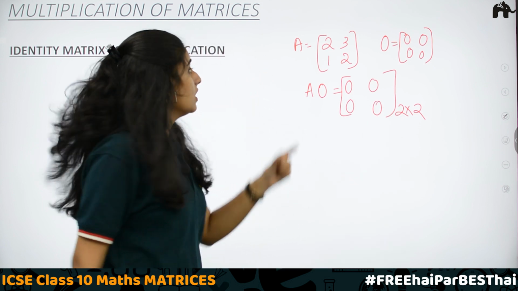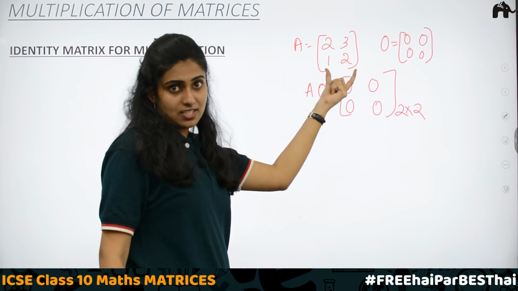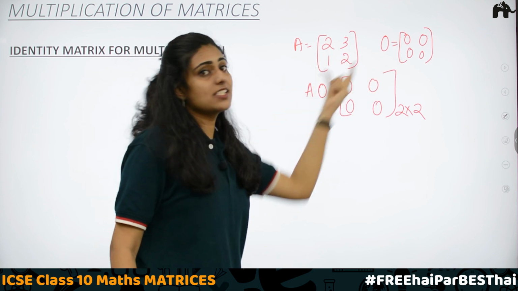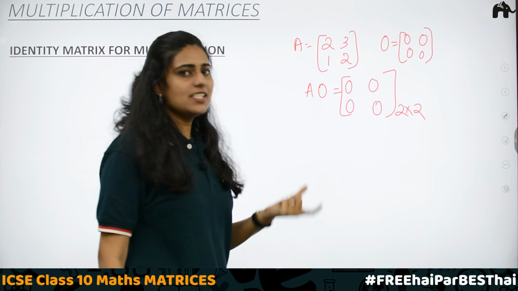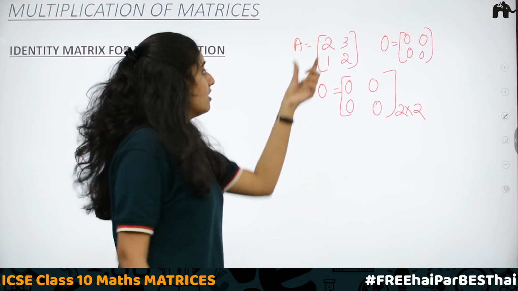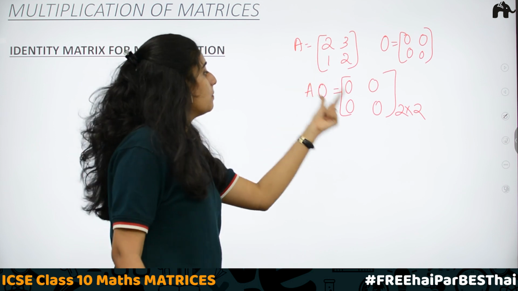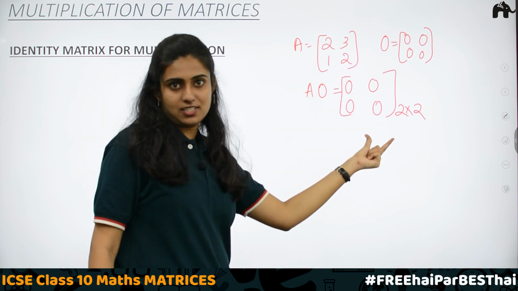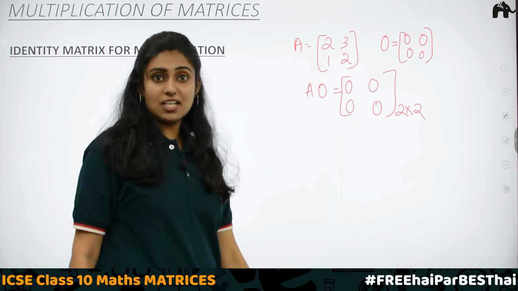Which means null matrix is not the identity matrix. You should get the same matrix. Only then null matrix can be the identity matrix of multiplication. We know null matrix is the identity matrix for addition. But in case of multiplication, when a null matrix is multiplied with any matrix, the product will be a null matrix itself. We are getting product null matrix. Now let us try with another matrix.